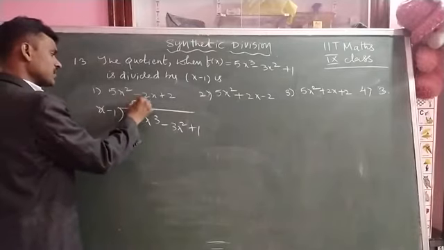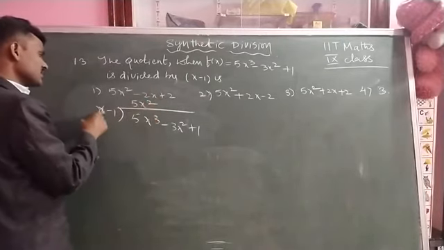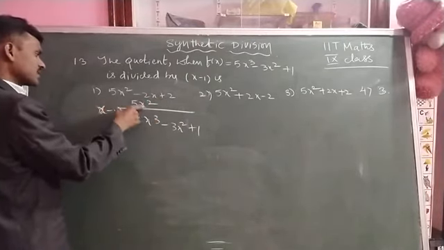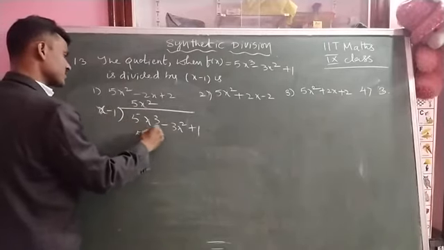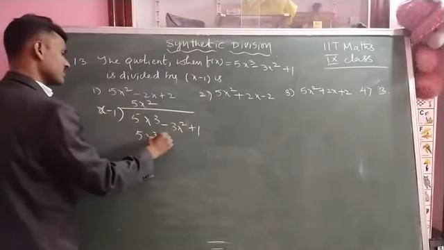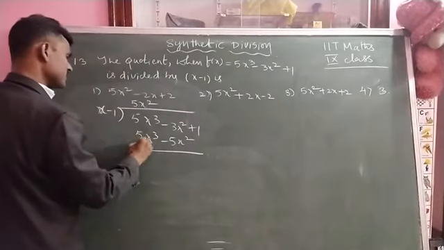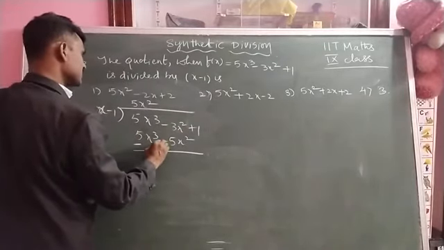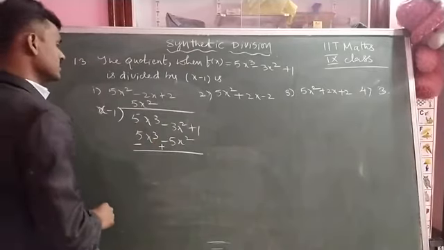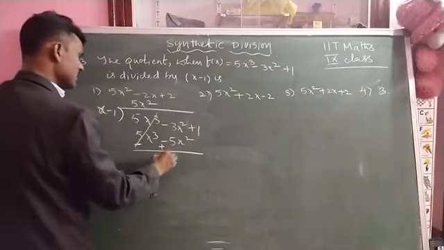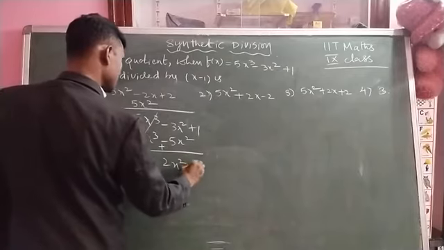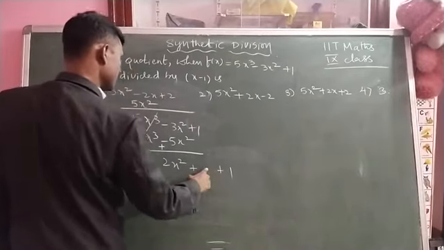Now we have to multiply 5x square with this divisor. Then 5x square into x is 5x cube, and 5x square into 1 is minus 5x square. Now you have to subtract here, minus this is plus, minus this is plus. Now this is cancelled. Now this is 2x square plus, the x term is not given, you can leave it.